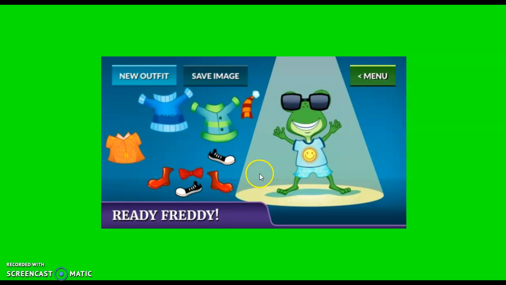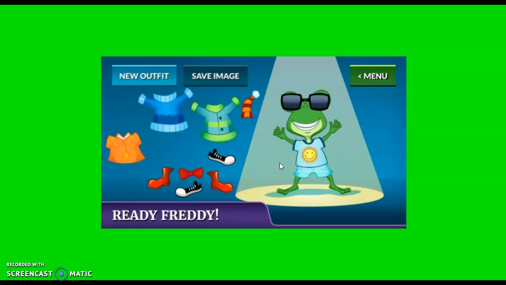It also has the Ready Freddy activity where the students can get onto their Chromebook. They can pull up the app and say, for example, Monday it was sunny. They can change Freddy's clothes and put him in something that he would wear when it's hot outside. If you're doing this in December and it's freezing cold outside and the temperatures are really low, they could dress Freddy in really warm clothes, put a hat on him, a sweater, some shoes.